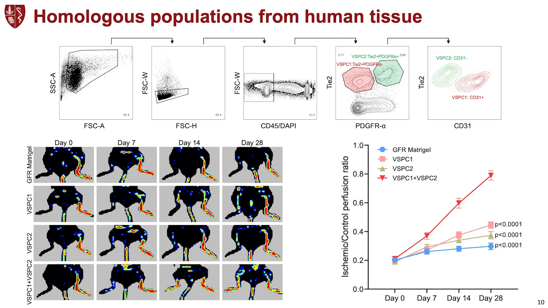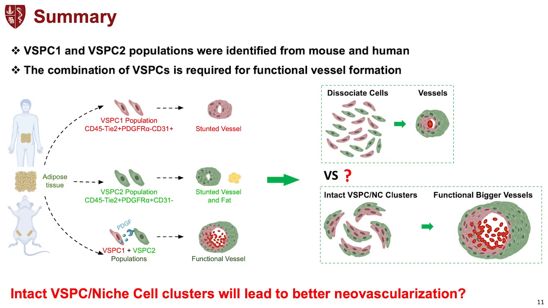Similarly, we identified these 2 populations from human tissue, and we show that they can rescue the ischemic hindlimb in the mouse model. To summarize this part, we identified VSPC1 and VSPC2 from the mouse and human, and the combination of these 2 populations is critical for functional vessel formation, which reminds us of the concept of stem cells and their supporting niche cells. So we wondered if intact vessel stem cell and niche cell clusters could lead to even better neovascularization.